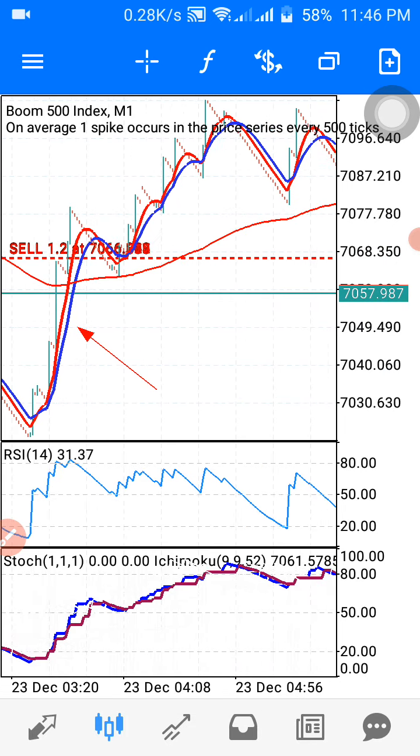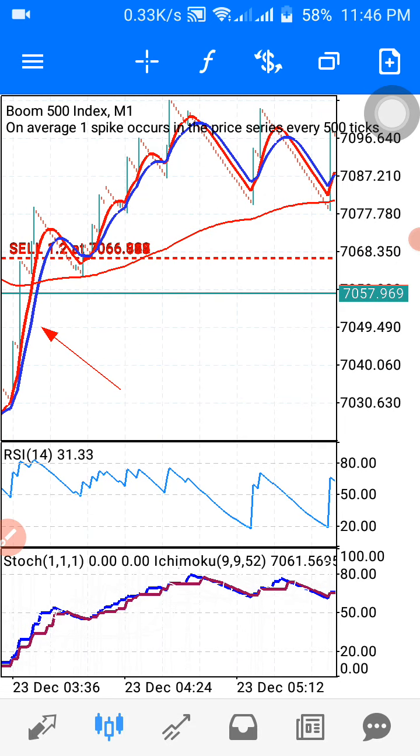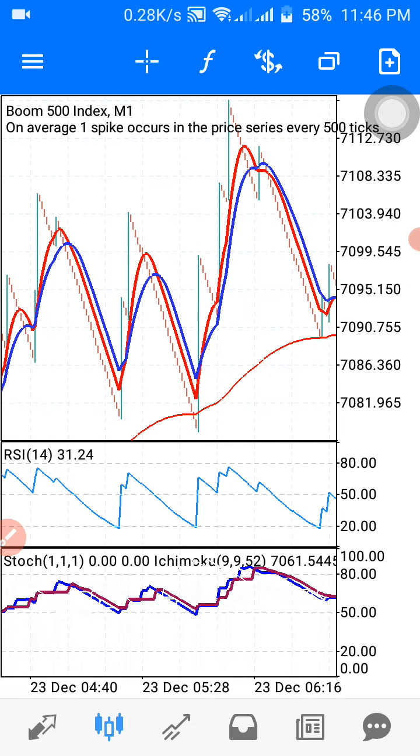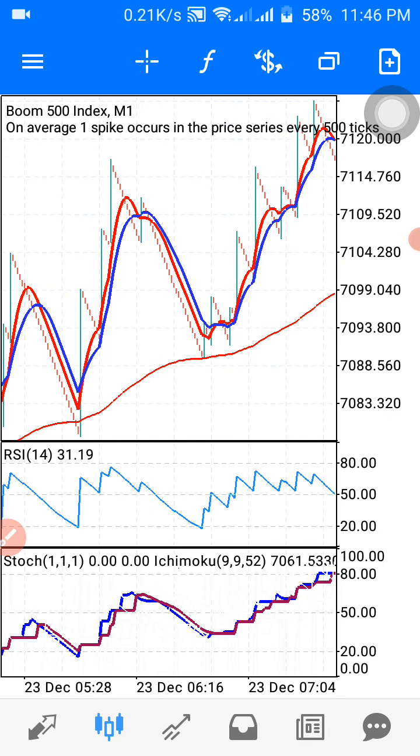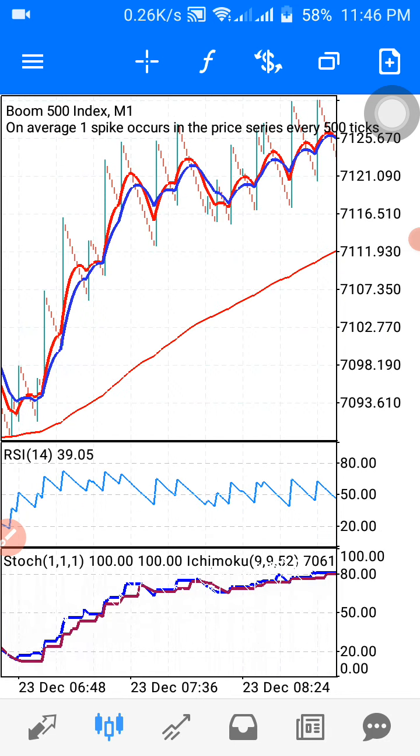Okay, now let's look for another good example. You can see the trend is going up, it's going up, it's going up, and if another trend is about to form coming down, you will see exactly what will happen, that the candlestick will have to come down and go below the moving average 200.